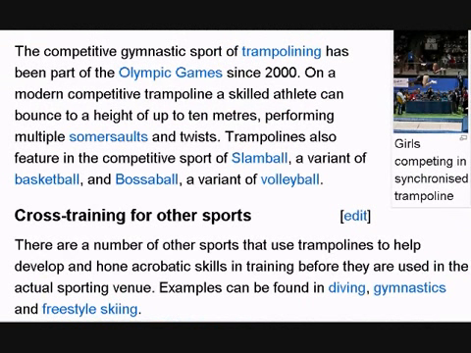Yeah, here we go. So here's competitive trampoline. They jump on here and they start flipping around.